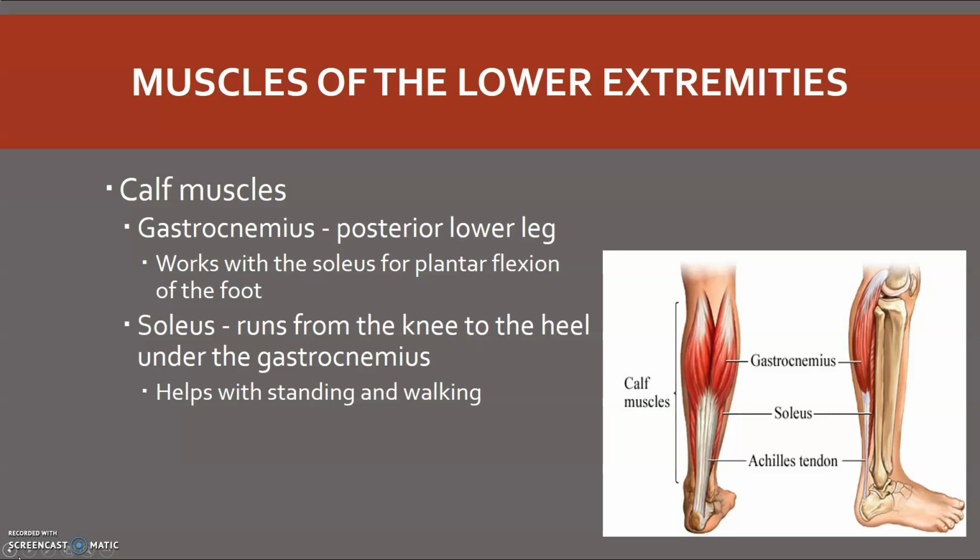Moving down the leg to the lower portion, you have your calf muscles. Your calf muscle is also called your gastrocnemius, and this of course is located on the posterior or backside portion of the lower leg. Your gastrocnemius works with another muscle that's part of the calf muscles called the soleus. The soleus runs from the knee to the heel under the gastrocnemius.